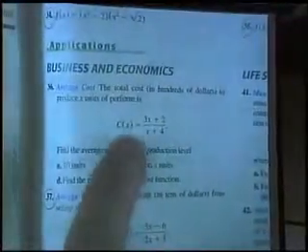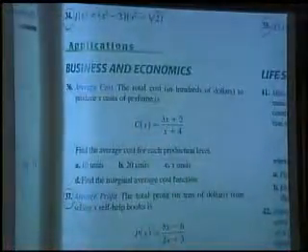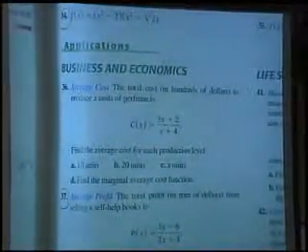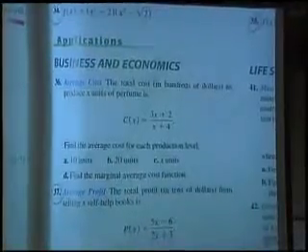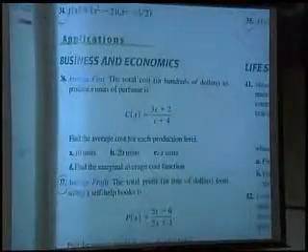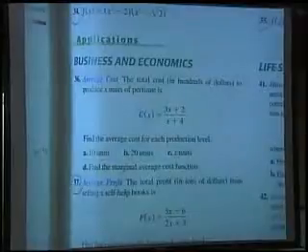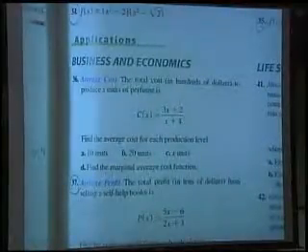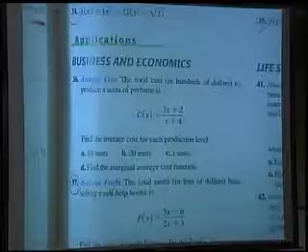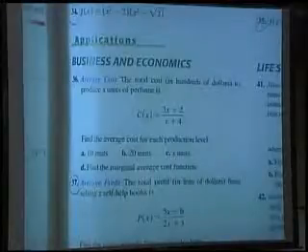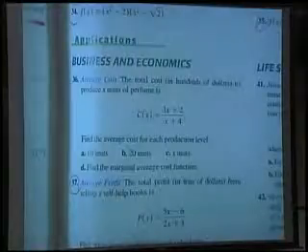Okay, I'm going to look at this example right here, this average cost question. It says the total cost in hundreds of dollars to produce x units of perfume is given by this equation, 3x plus 2 over x minus 4. It says find the average cost for each production level. Now, this is a new definition for us, average cost, although it shouldn't be a really difficult one if we just think about it here for a little bit.